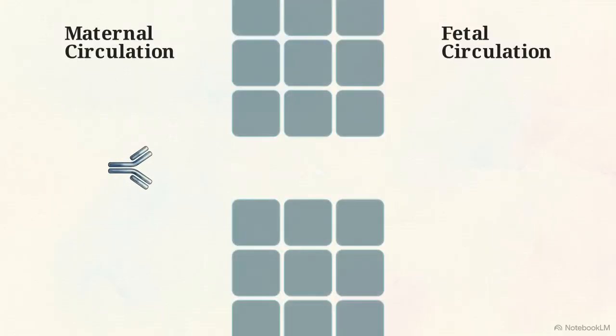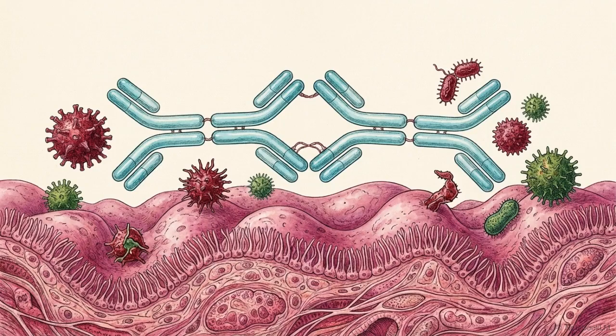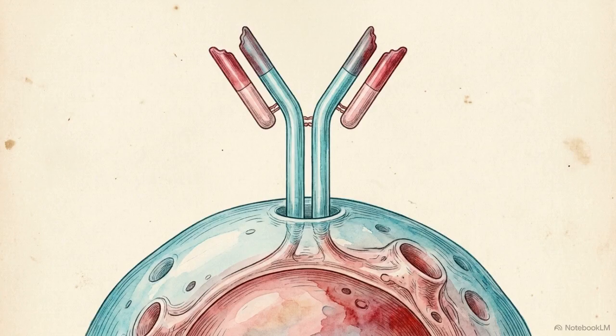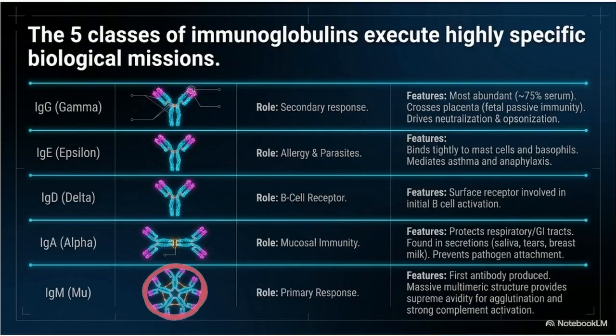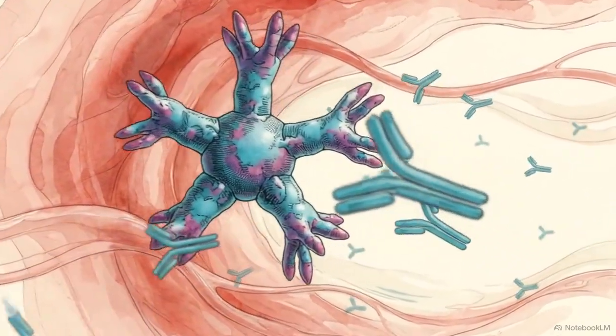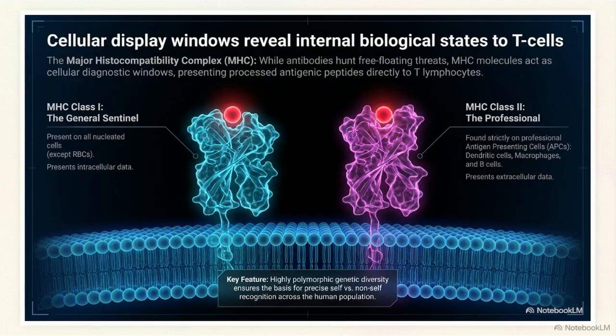IgG is the abundant secondary responder, small enough to cross the placenta. IgA is built for mucosal immunity, protecting the respiratory and gastrointestinal tracts from pathogen attachment. IgE binds tightly to mast cells to mediate parasitic defense and allergic reactions, while IgD functions primarily as a surface receptor for initial B-cell activation. Then there is the extreme geometry of IgM. Its massive pentameric structure provides supreme physical avidity, making it the ideal first responder to aggressively trap and clump pathogens together. The large-scale physical geometry of an antibody dictates its movement through the body and the force of the resulting immune response.